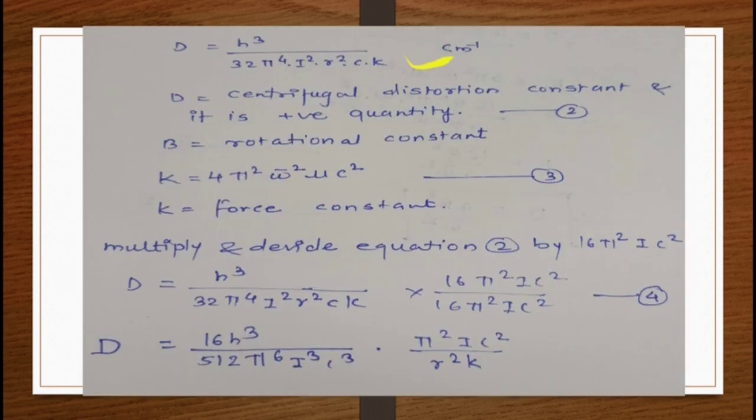I have written here the value of D as h cube divided by 32 pi raised to 4 I square into r square into c into k. This is in per centimeter, because our rotational constant B is also in per centimeter. So D is a centrifugal distortion constant and its value is always positive. It is a positive quantity. And B is a rotational constant. Then we know the force constant equation, which we have seen earlier also: k is equal to 4 pi square omega bar square mu into c square.